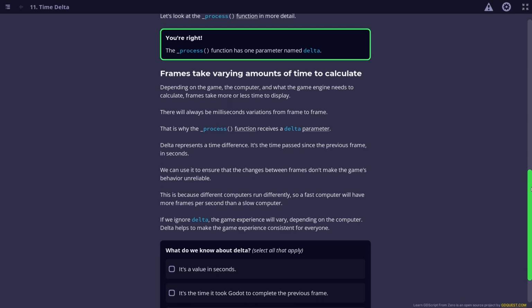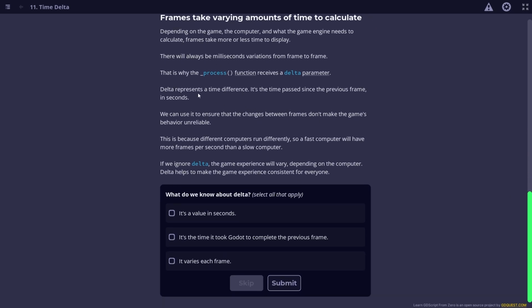We can use it to ensure that the changes between frames don't make the game's behavior unreliable. This is because different computers run differently. So a fast computer will have more frames per second than a slow computer. If we ignore delta, the game experience will vary depending on the computer. Delta helps make game experiences consistent for everyone.